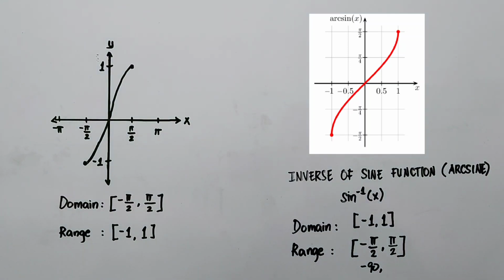And positive pi over 2 is 90 degrees. The possible values of our y are from negative 90 in the standard position until positive 90 degrees. And that is situated in quadrant 4 until quadrant 1.